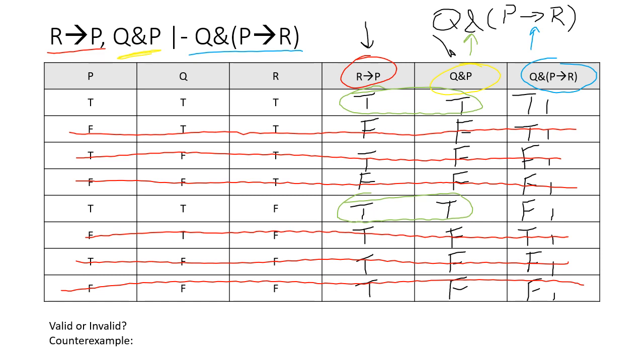And here we've got another situation in which the first row looks like it's valid, but we do have a counterexample, or an instance in which all the premises are true and the conclusion is false, here in line 5. So this one is going to be invalid.